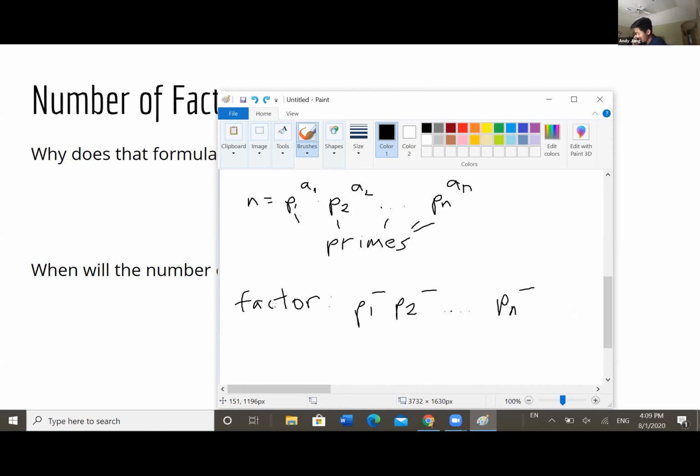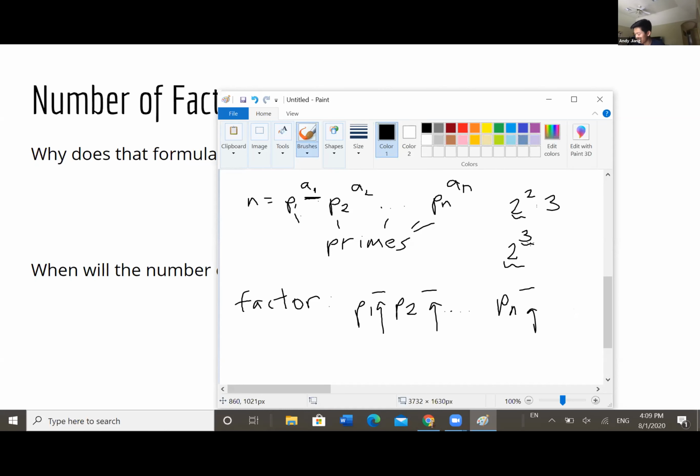And we know that all of these exponents have to be less than or equal to their corresponding original exponents. For example, if I had 2 squared times 3, one of the factors can't be 2 cubed. Sure, 2 was in the factorization, but 3 is way too big. 3 is bigger than 2, so it can't be a factor.